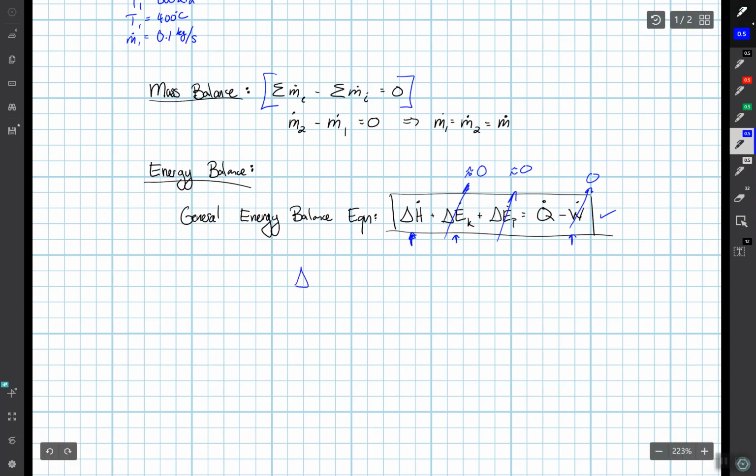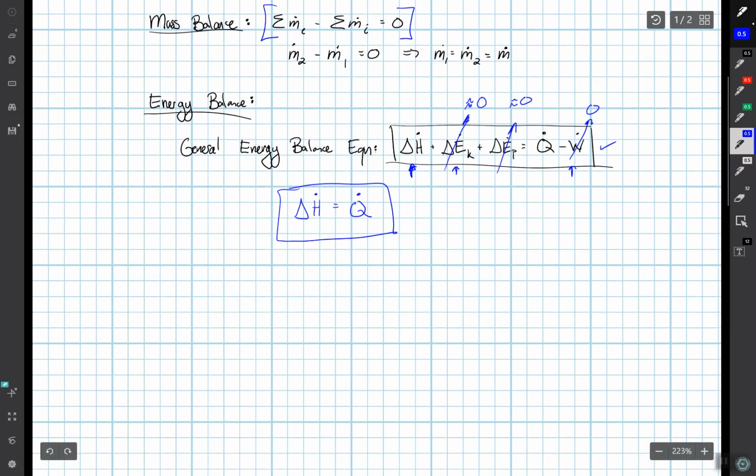So our new energy balance is delta H dot equals Q. But we're not there yet. Okay, so we've simplified our energy balance, but we have to actually get it in a form that we can start plugging in things and looking up things in steam tables and actually figuring out the problem.